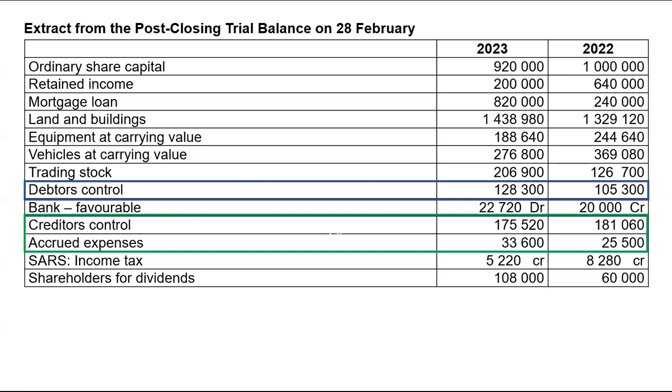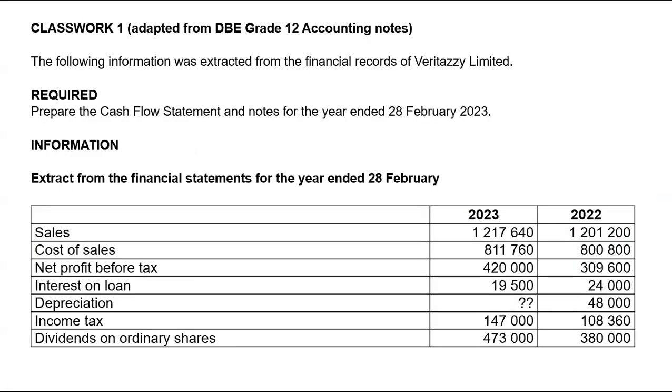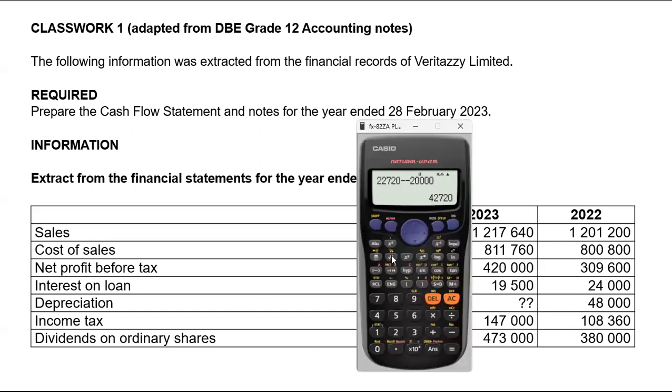Basically, when we prepare the dividends paid, the 108,000 will not be shown in brackets. It will be shown without brackets because it will only be a cash outflow next year. We are simply missing interim dividends, but we were not given interim dividends. If I remember very well, we were only given dividends on ordinary shares for 2023 amounting to 473,000. That 473,000 includes this year's final of 108,000. I can easily calculate dividends paid here by taking that 473,000 minus this year's final, which is 108,000.